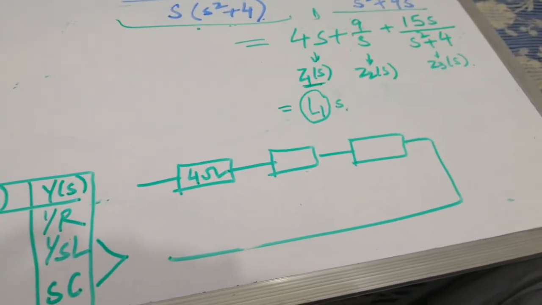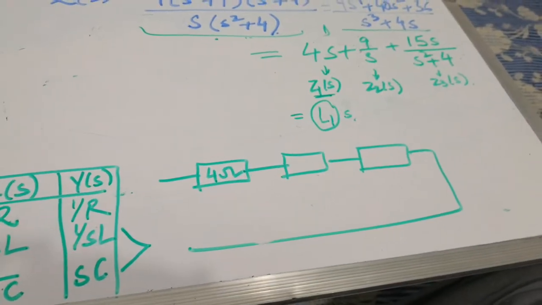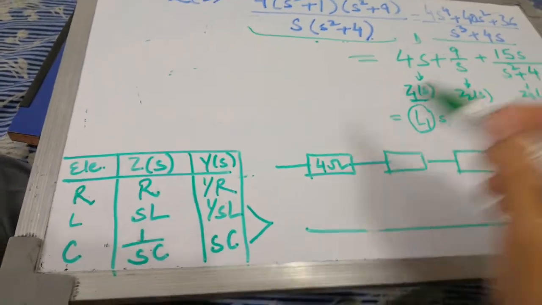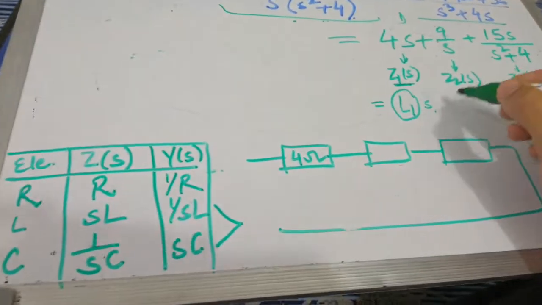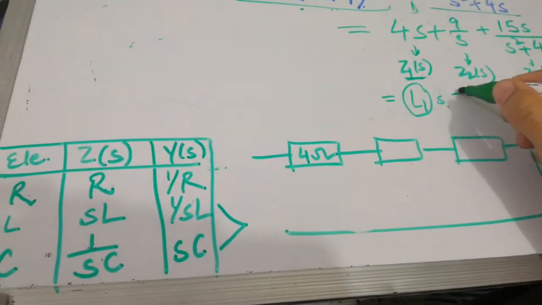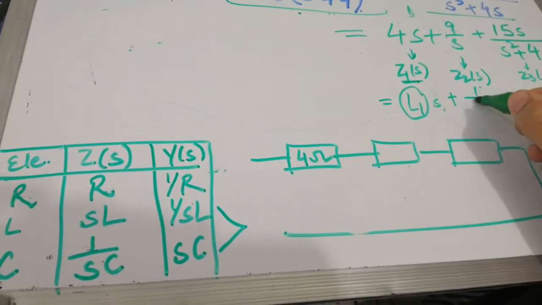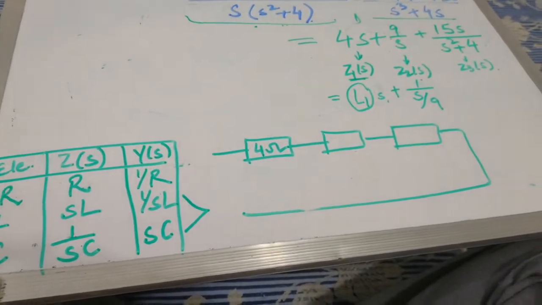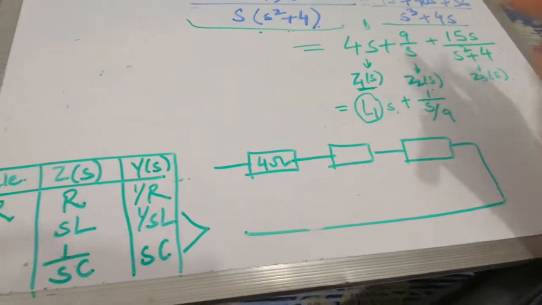Z2S is equal to 9 upon S. Now if you just check it out here, this is in the form 1 upon SC form, because Z2S is there. So can I write this as 1 upon S upon 9? Can I write it like this? That is basically equal to 9 upon S.